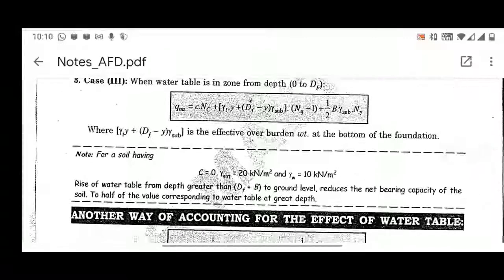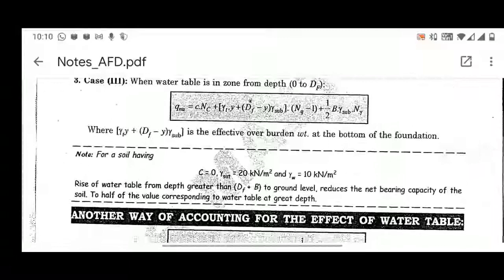Now they are saying for a soil having C equal to 0, which means you don't have cohesion in this case, gamma saturated and gamma water are given. Rise of water table from a depth greater than Df plus B to ground level reduces the net bearing capacity of the soil to half of the value corresponding to water table at greater depth. So class, please make a note of this point. This has been asked in GATE, most of the time they ask this question, the fluctuation of water table.